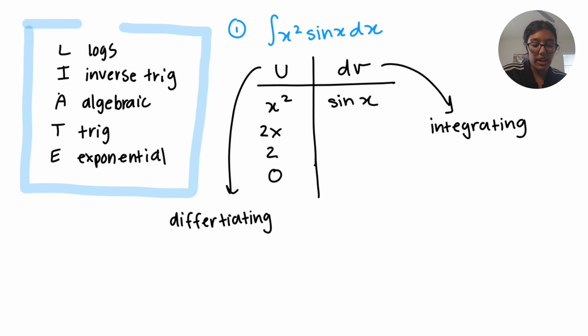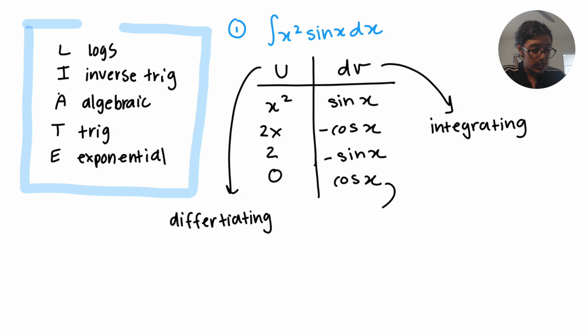Now let's move on to the right column. We have to integrate sine x. The integral of sine x is negative cos x. The integral of negative cos x is negative sine x. And finally, the integral of negative sine x is cos x. And we stop right there. We don't keep going because our left column has already stopped, so we're also going to stop the right column.